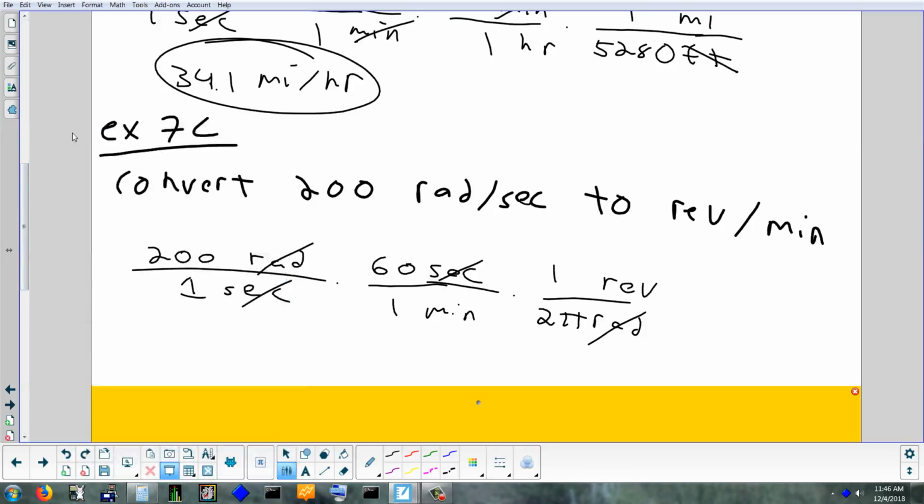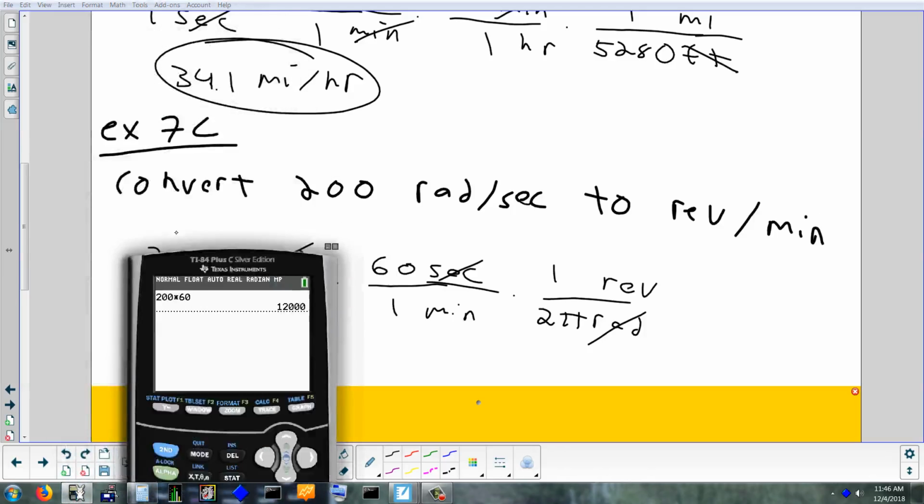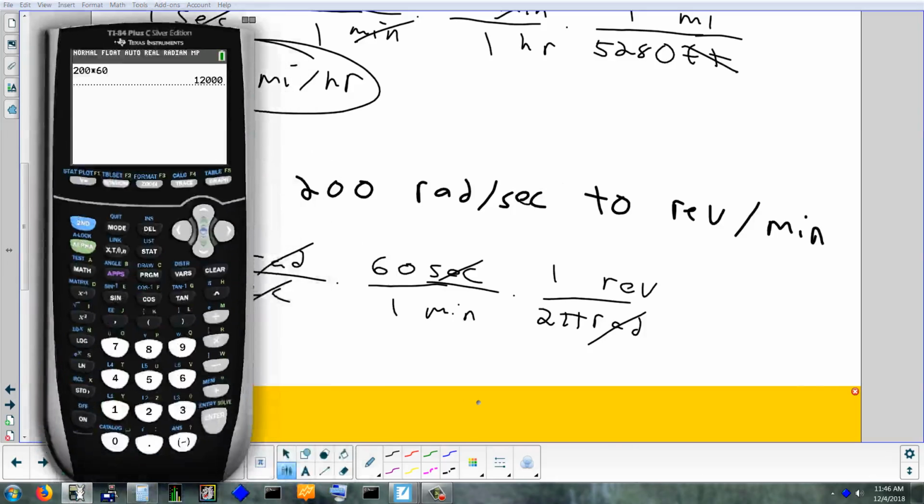Then I did it wrong. Well, I didn't divide separately. I just did 2 times pi in the division. All right, let me type it in the way. He didn't put any parentheses in. Oh, yeah, you need parentheses. Times 60. Do it first like that. Oh, I also said 200 times 60 was 1,200. I meant 12,000. So I screwed that up. And then divided by 2 pi.